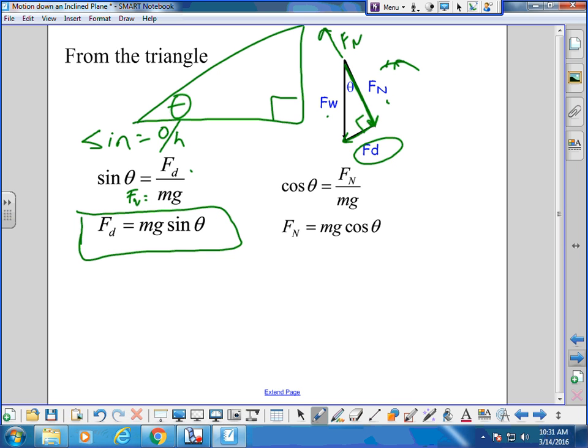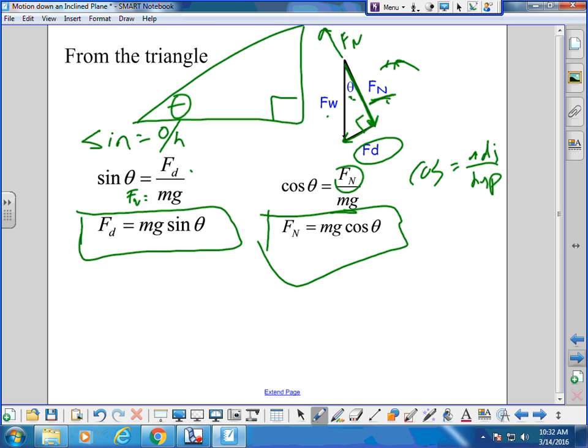And for exactly the same reasons, cosine is adjacent over hypotenuse. The adjacent to this blue theta right here is Fn, and the hypotenuse again is Fw, which is equal to mg. If you solve for Fn, the normal force is equal to mg cos theta. Those are the two you need to know.